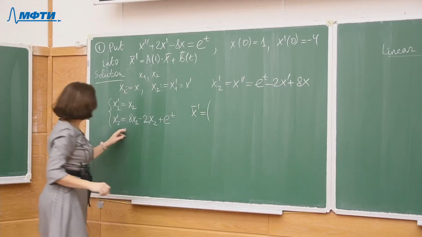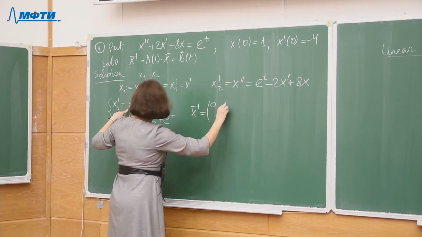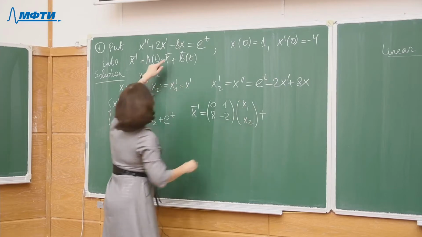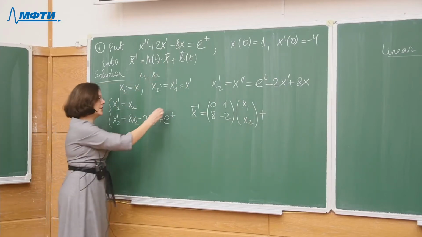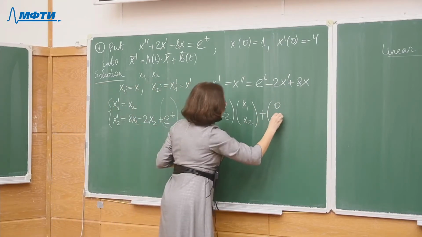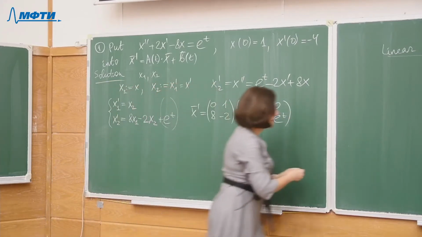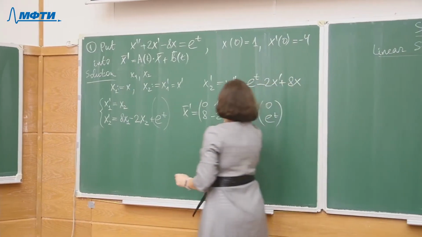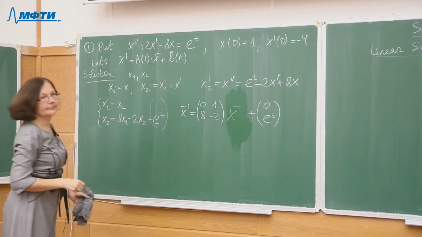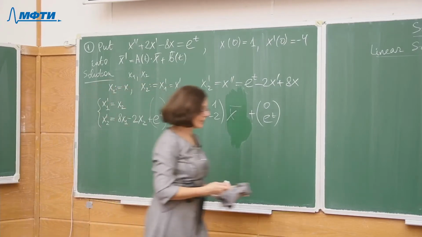And in the matrix form, it can be written as, so we need the matrix. The matrix will be 0, 1, 8, minus 2, times x1, x2, plus, what is B of t? B of t should include the non-homogeneous part. So it would be 0, e to t. So this is the vector form. Or we can replace this vector by just x. Okay. Is it clear? I think not difficult.